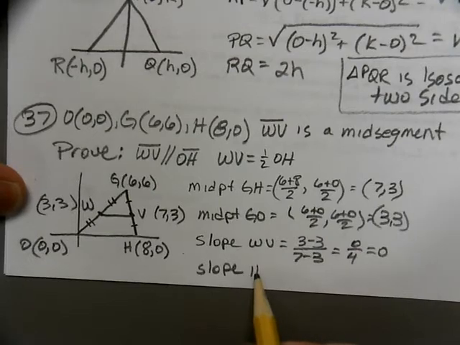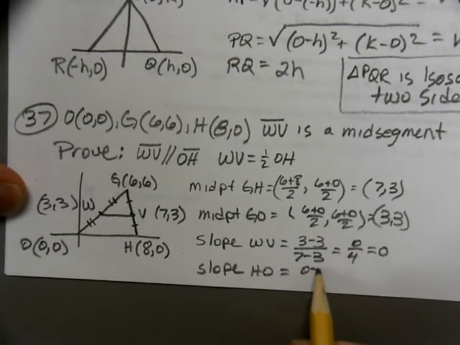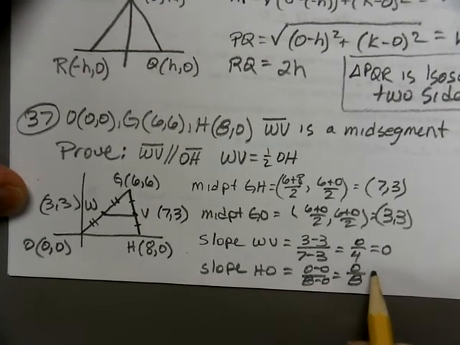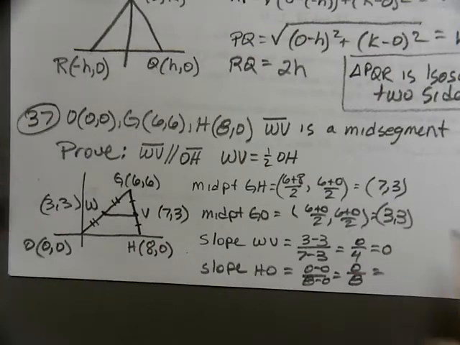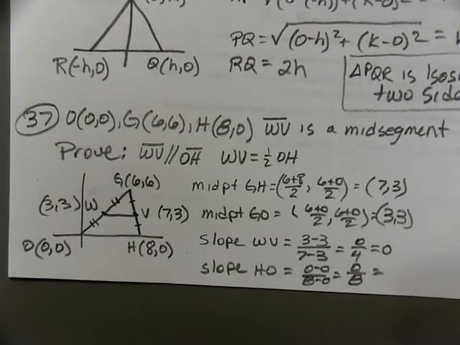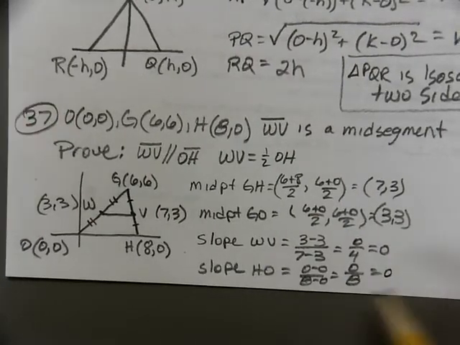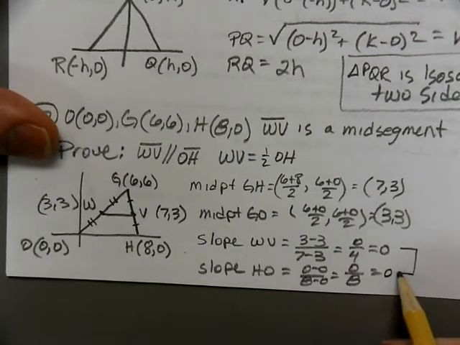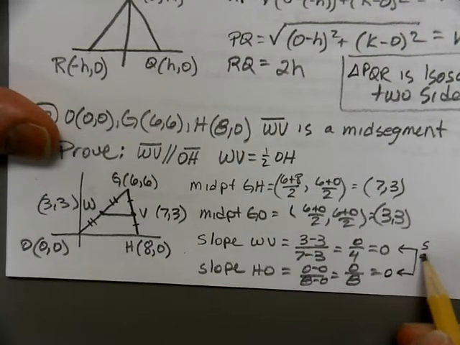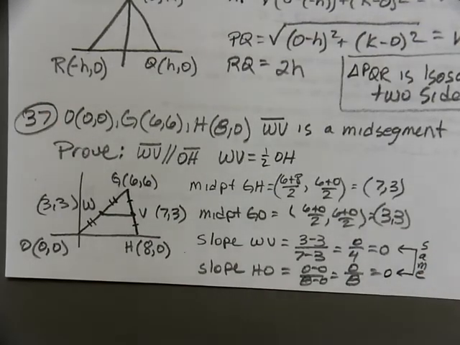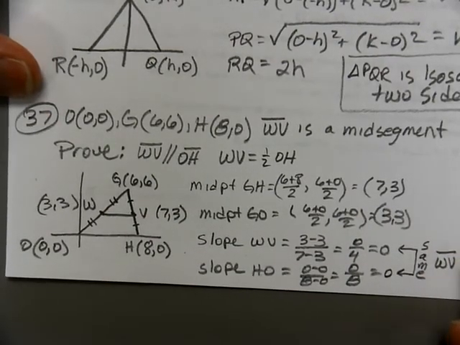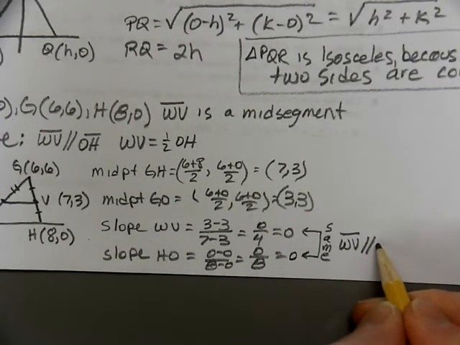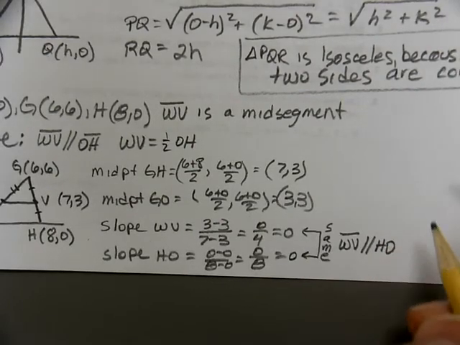The slope of HO is 0 minus 0 and 8 minus 0. That's 0 over 8. Anything above or anything under 0, as long as it's not 0 over 0, is 0. Even though the denominators are different, they're still the same slope. Okay, that's going to make WV parallel to OH, or in our case, I wrote it as HO.